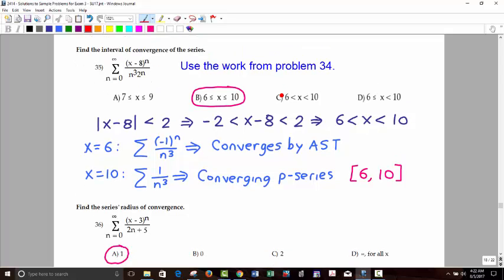And to test, what you do is you plug the endpoints in for the x, and then you look at the series that's left, and then you use the other techniques in this chapter, whatever you think applies, to determine whether or not it converges or diverges. So if it converges, that means we're going to include that number in the interval. If it diverges, that means we would use an open symbol, this symbol, if it doesn't converge.